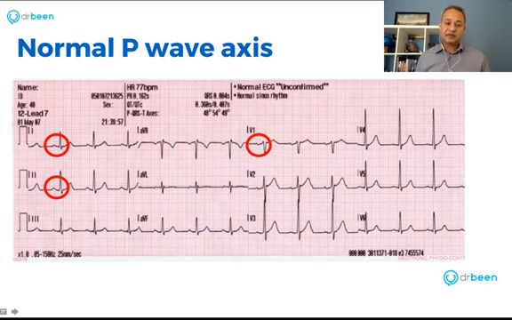Here, check this out. This is a normal P wave. Do you see that the P wave is upward in leads 1 and 2? Here, this is lead V1. Do you see biphasic? Of course, it is tiny, but you can see that small upward deflection and then small downward deflection. That is the biphasic P wave.